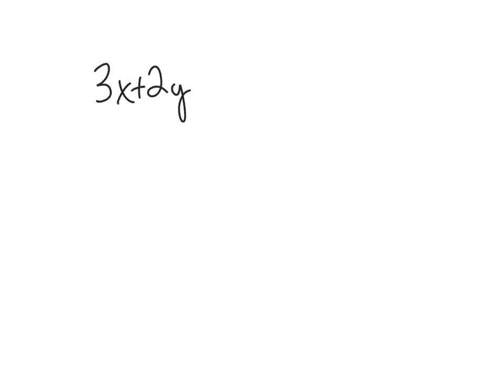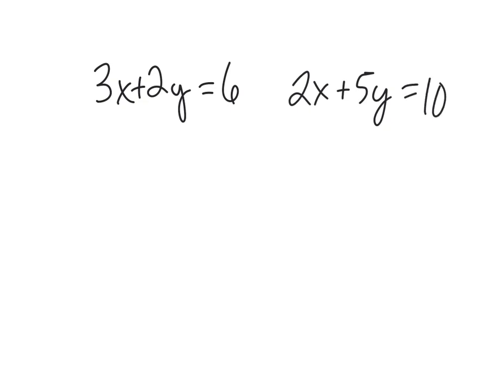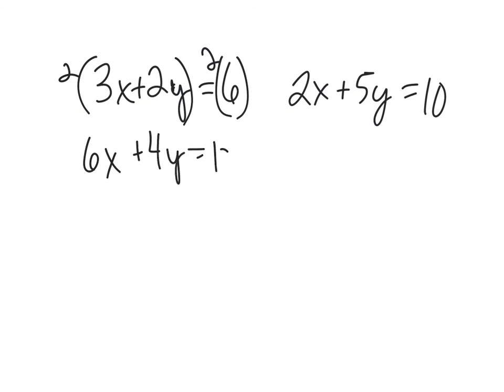3x plus 2y equals 6. 2x plus 5y equals 10. We're going to solve this system of equations. So if we look at the x's, once again, we've got 3 and 2, which we could use 6 for those. 2 and 5 would be 10. 6 is less than 10. I'm just going to work off of that. So the first one I'll multiply by 2. So that'd be 6x plus 4y equals 12.